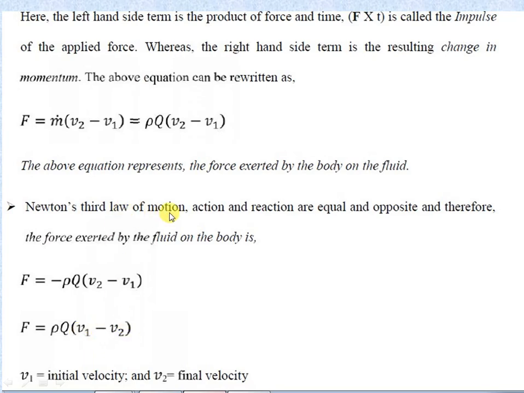So from Newton's third law of motion, we can change this equation because we want the force value, that is, the force exerted by fluid on a blade. So just remember, v1 is the initial velocity and v2 is the velocity of fluid after application of force.